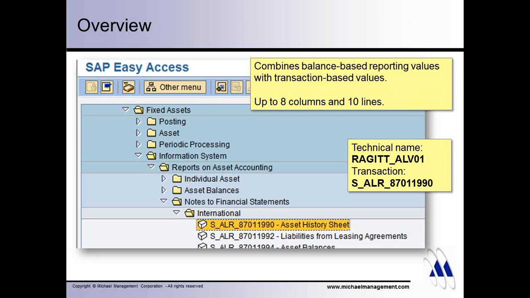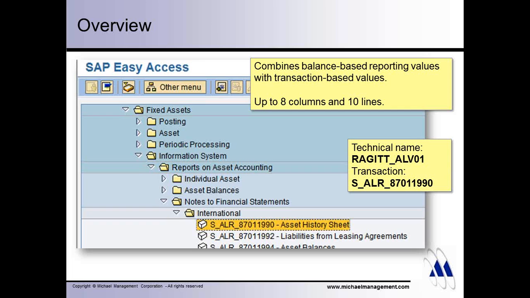The report is very unique because it combines a balance-based report together with a transaction-based report. What I mean by that is the report shows certain values or balances as of a particular reporting date, and it also shows transactions during a particular reporting time frame. That's very unique, that no other report in asset accounting can actually do that. Reports typically are only balance-based or they're only transaction-based, but they're not both. The Asset History Sheet report is the only one that can actually do that.